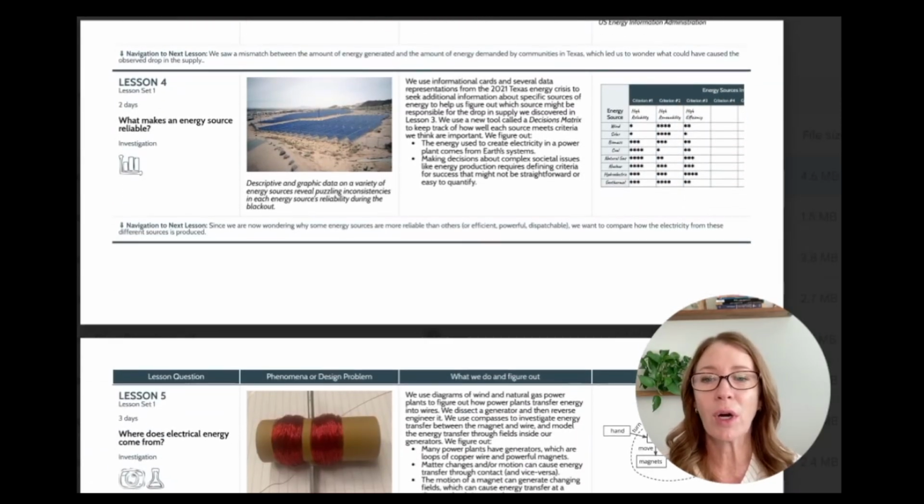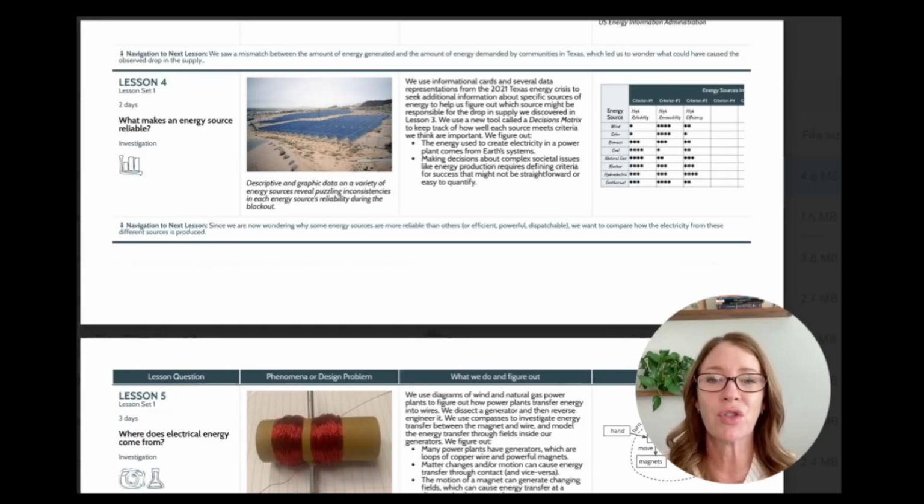In lesson 4, we're going to answer the question, what makes an energy source reliable? So we're going to use these different energy source cards, and we're going to learn about things like wind power, solar power, biomass, coal, natural gas, all of the different types of energy sources. And we're going to also figure out which sources were used in Texas.